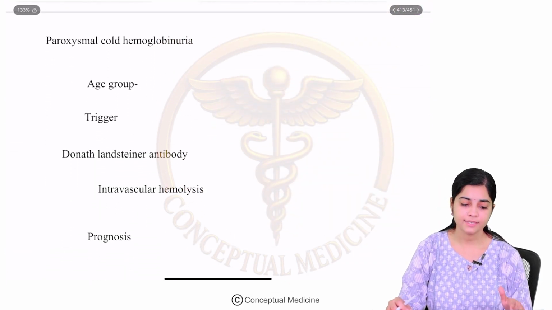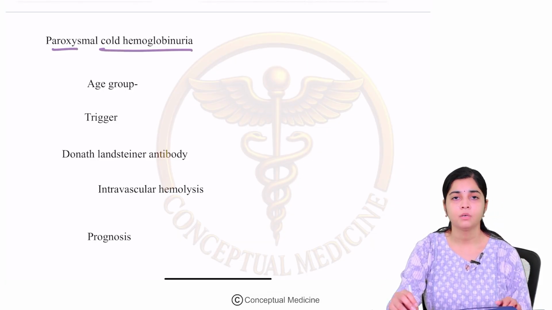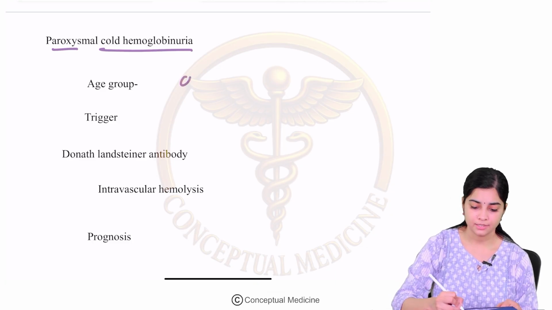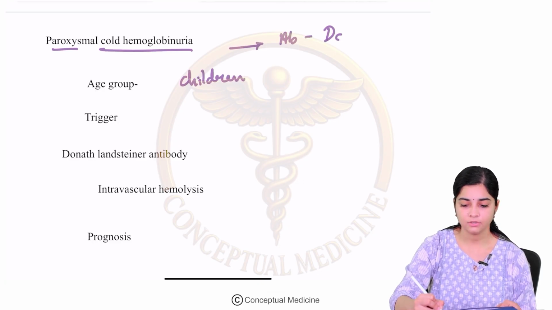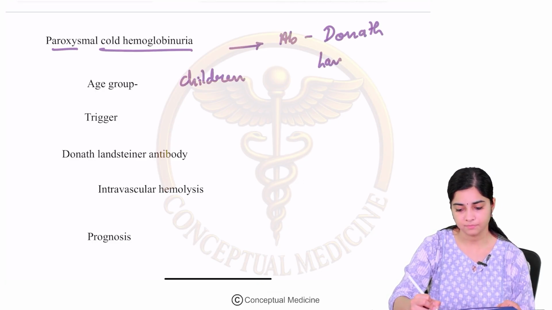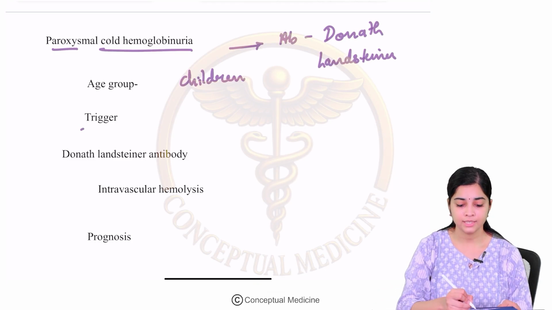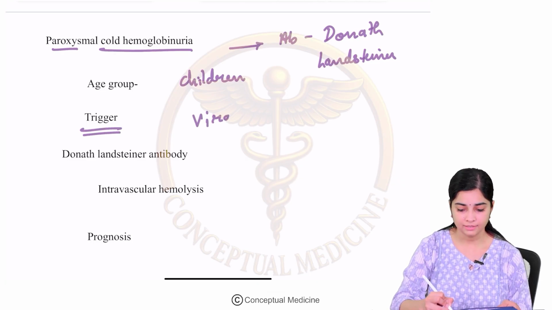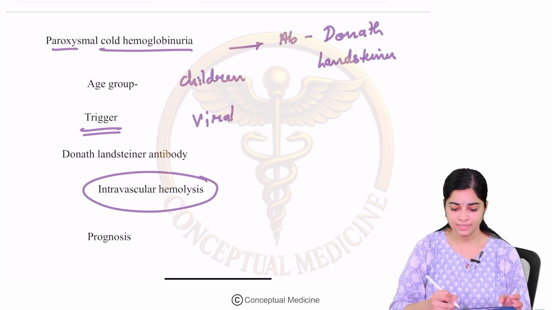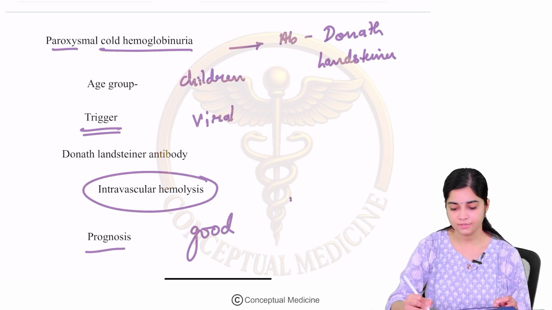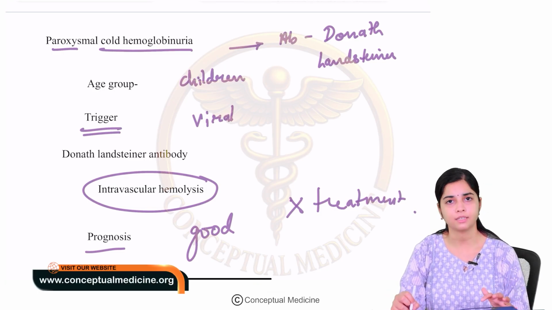Let us understand what is paroxysmal cold hemoglobinuria. This is a specific subtype, a type of cold AIHA, and it is commonly seen in children, and the specific antibody is called the Donath-Landsteiner antibody. The trigger is often viral infection, and it is associated with intravascular hemolysis. Most of the time the prognosis is very good, and it does not require any treatment. It just requires conservative measures, monitoring hemoglobin, and the child recovers.